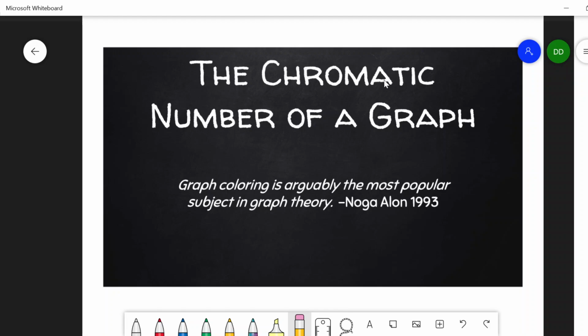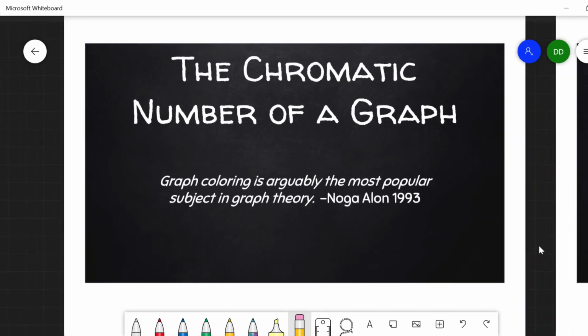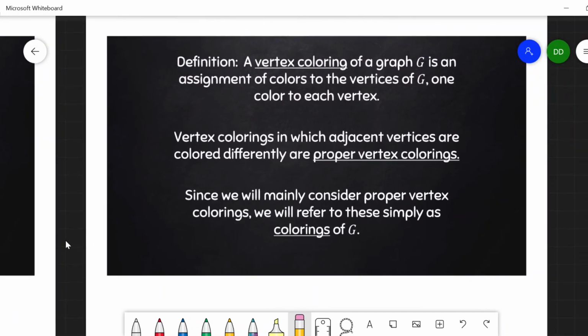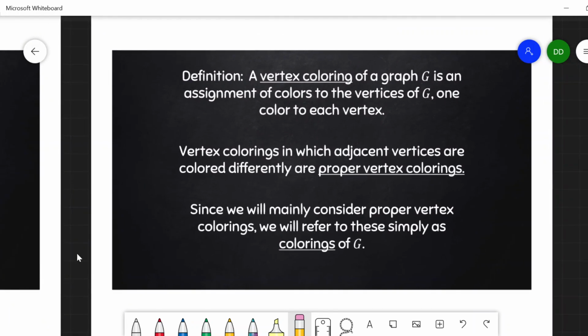So in this video, we are going to introduce some preliminary concepts, terms, and definitions. We'll look at a couple examples of graph colorings, and we'll build to this first parameter of graph colorings, the chromatic number of a graph. Let's get started. So what we mean by a vertex coloring is just an assignment of colors to the vertices of the graph. So you can think of this like you're coloring the vertices of the graph.